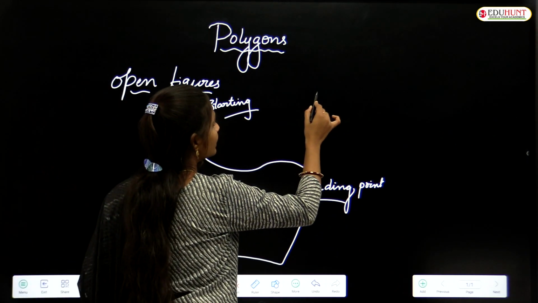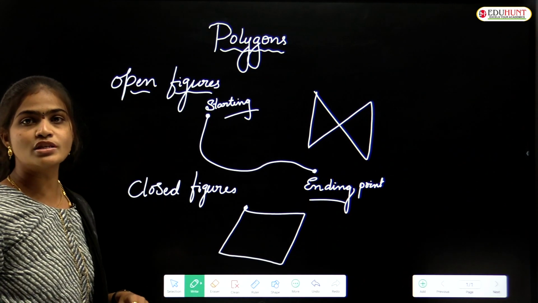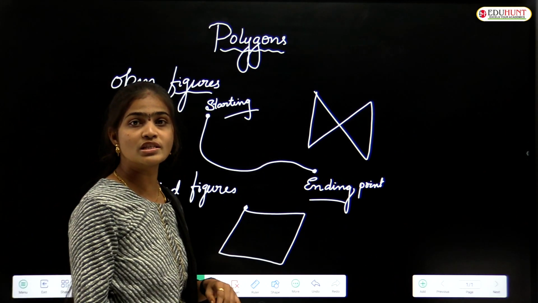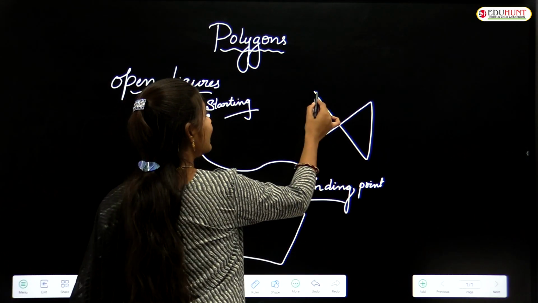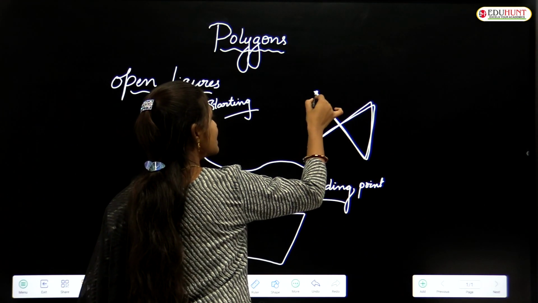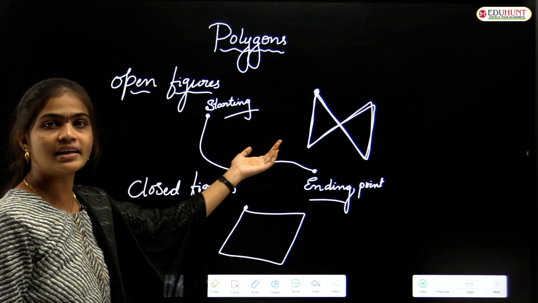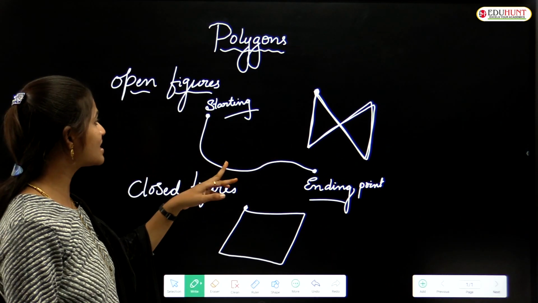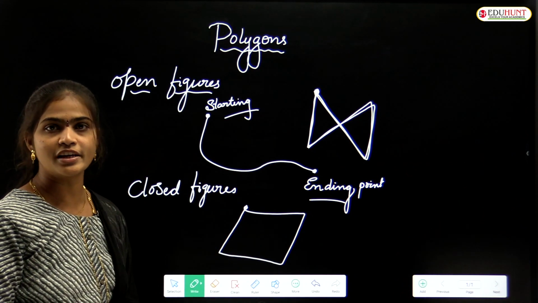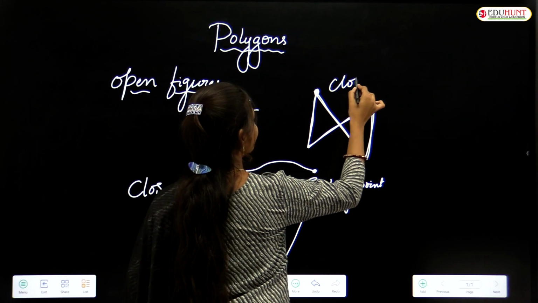Here, shall we call this figure a closed figure? Yes, obviously this is a closed figure. Why? Because I started from here, so I drew like this. Again, this is my ending point. That is the starting point and that is the ending point, right? So here the starting and ending points are the same for this picture. So we will call this one also a closed figure.